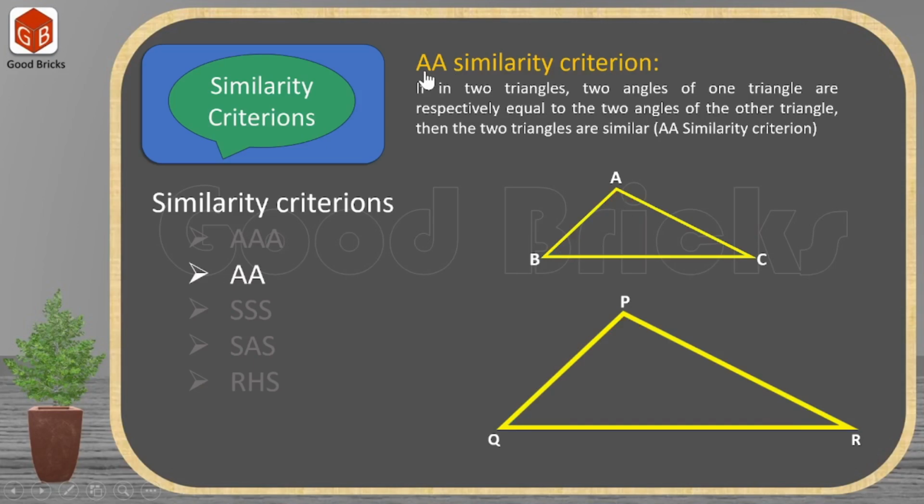Now let us discuss AA similarity criterion. AA is nothing but angle, angle similarity criterion. Again we have the same triangles, and observe carefully the corresponding angles. Angle B and angle Q are corresponding angles. Angle C and angle R are corresponding angles. So these two are equal and these two are equal. If two angles of one triangle are equal to two angles of another triangle, then as per AA similarity criterion, we can say those two triangles are similar.